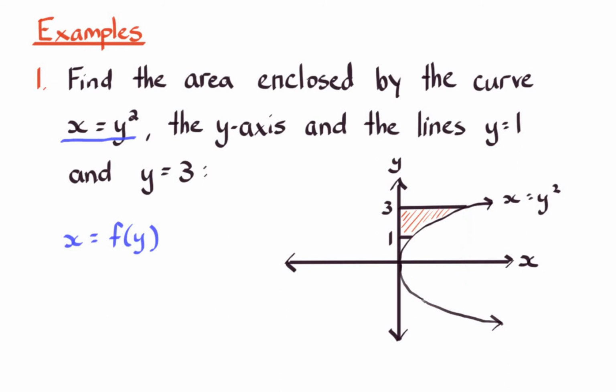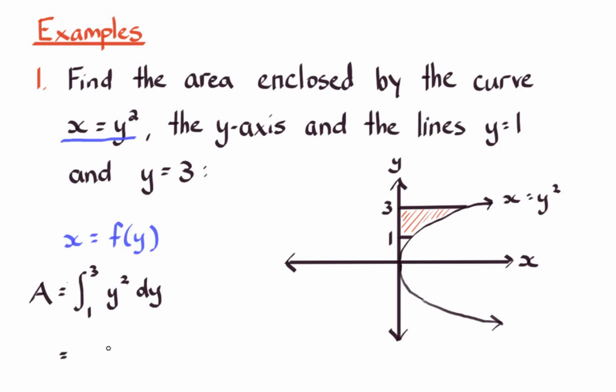Alrighty, so let's find this area. Now, because it's on the right-hand side of the y-axis, we can just go straight to finding the definite integral, because it will give us a positive value. Now, it's between the limits of 1 and 3, and our function is y squared. So this means that we are integrating with respect to y. So rather than dx, we have dy. But everything still works the same.